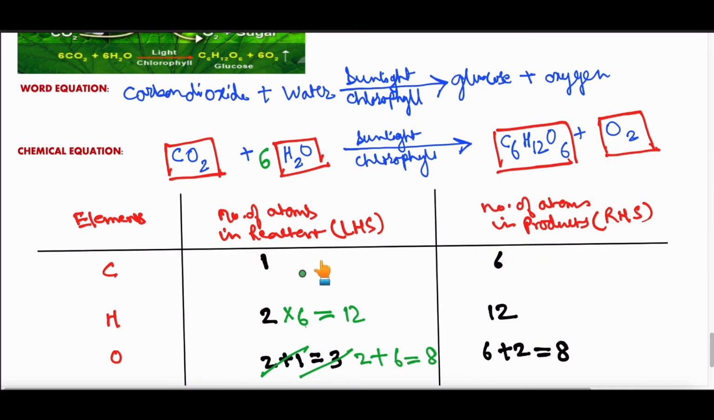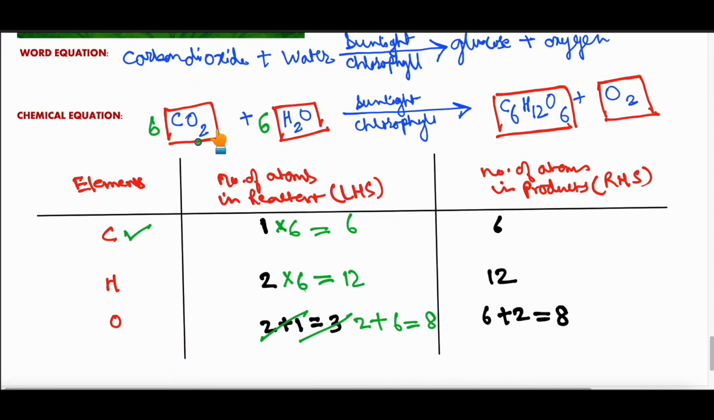So in order to balance this one carbon atom on the reactant side, we need to multiply it by 6. So it becomes 6 carbon atoms on the reactant side, and we already have 6 carbon atoms on the product side. So this carbon coefficient 6, we will write it here. Now again a recheck from the beginning. 6 times 1, 6 carbon atoms, and on the product side 6 times 1, we have 6 carbon atoms. So this carbon element is balanced on both sides, left hand side and right hand side.